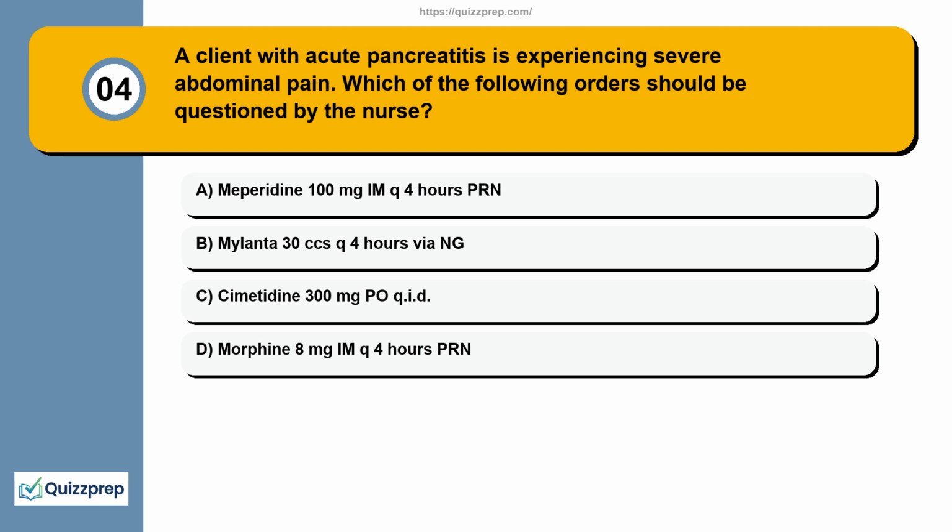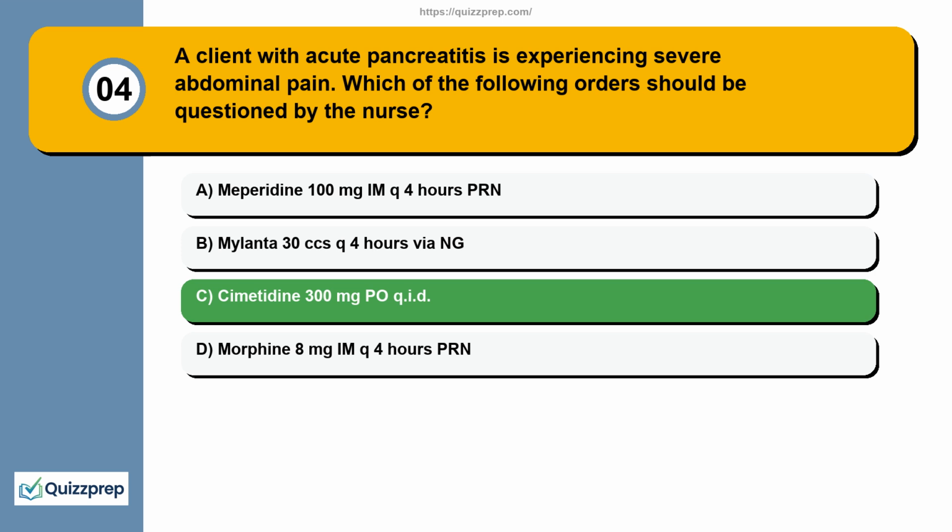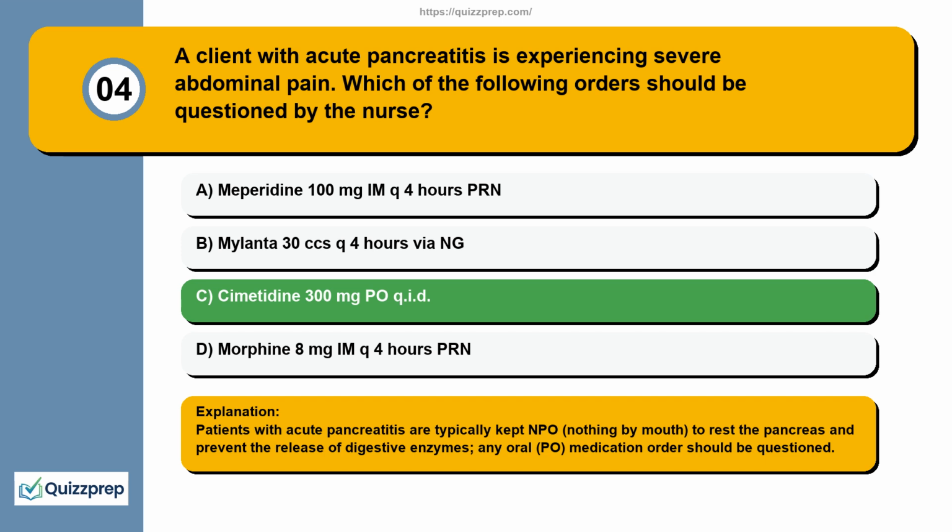Question 4. A client with acute pancreatitis is experiencing severe abdominal pain. Which of the following orders should be questioned by the nurse? Meperidine 100 mg IM Q4 hours PRN. Mylanta 30 cc Q4 hours. Cimetidine 300 mg QID. Morphine 8 mg IM Q4 hours PRN. Patients with acute pancreatitis are typically kept NPO, nothing by mouth, to rest the pancreas and prevent the release of digestive enzymes. Any oral, PO, medication order should be questioned.